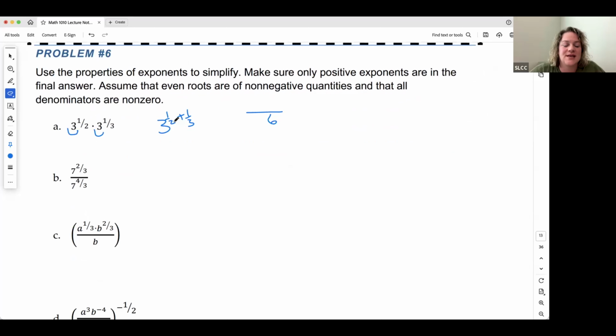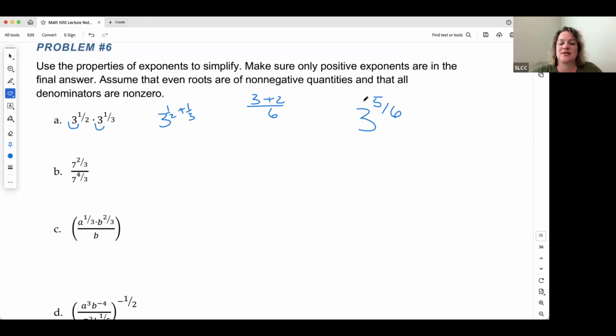And then how do you fix the numerator? What am I missing here? I'm missing 3, so I multiply the numerator by 3. What am I missing here? I'm missing a 2, so I multiply the numerator by 2 and I get 5/6. So just refreshing, this would be 3 to the 5/6. Anything else I can do to simplify? Nope, so I'm done. Now look at B.